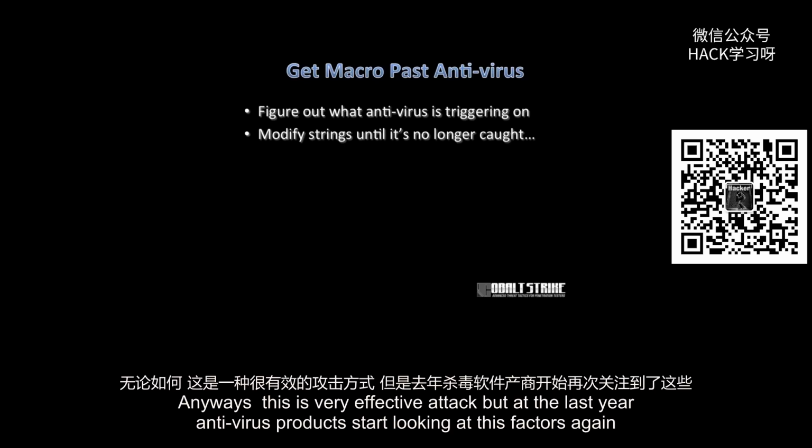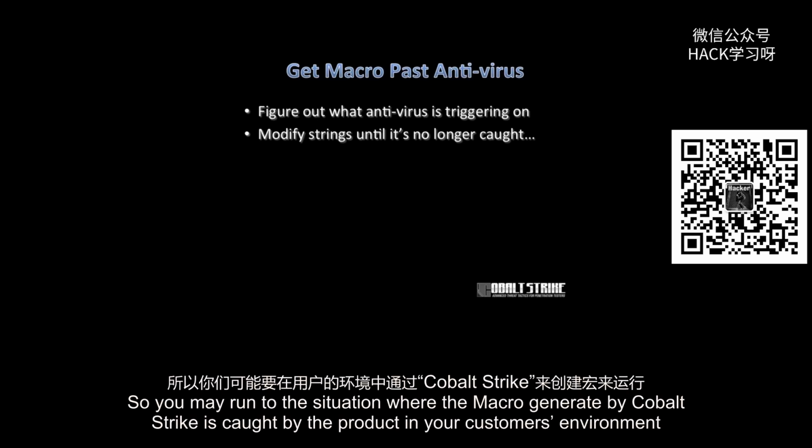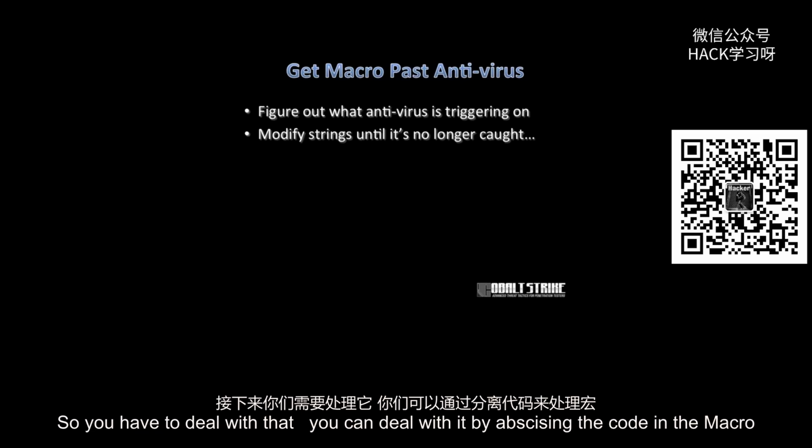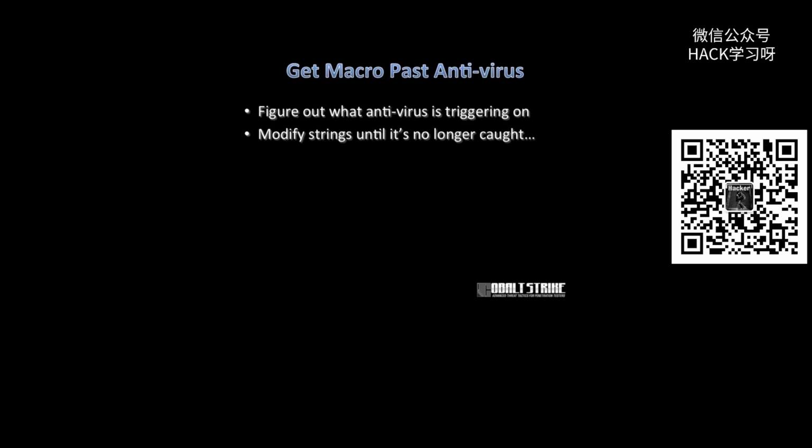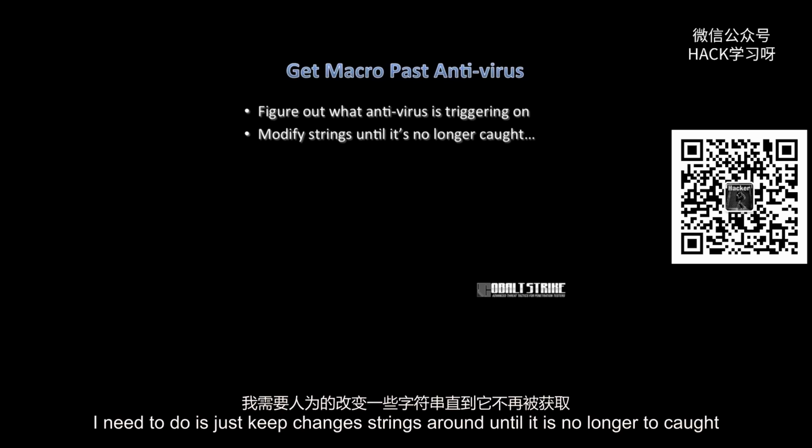Anyways, this is a very effective attack, but as of last year, antivirus products have started looking at this vector again. So you may run into a situation where the macro generated by Cobalt Strike is caught by the product in your customer's environment. So you have to deal with that. You can deal with it by obfuscating the code in the macro. All you need to do is just keep changing strings around until it's no longer caught.